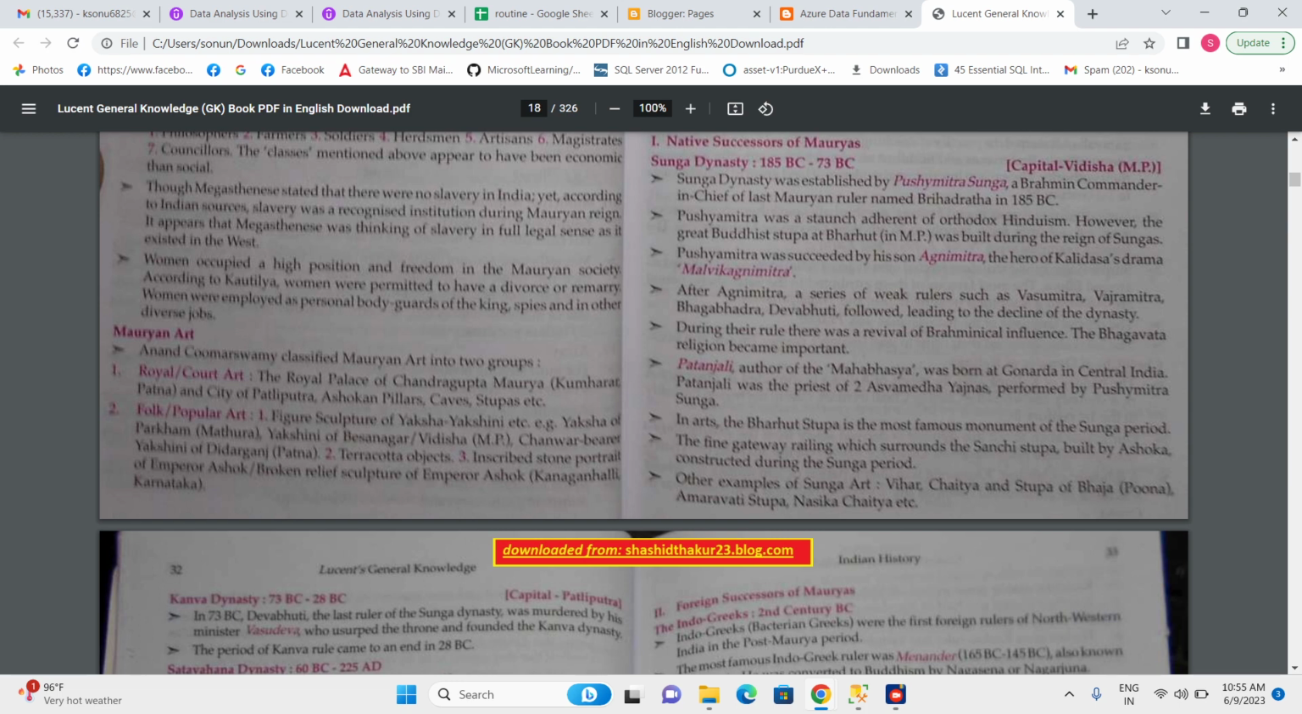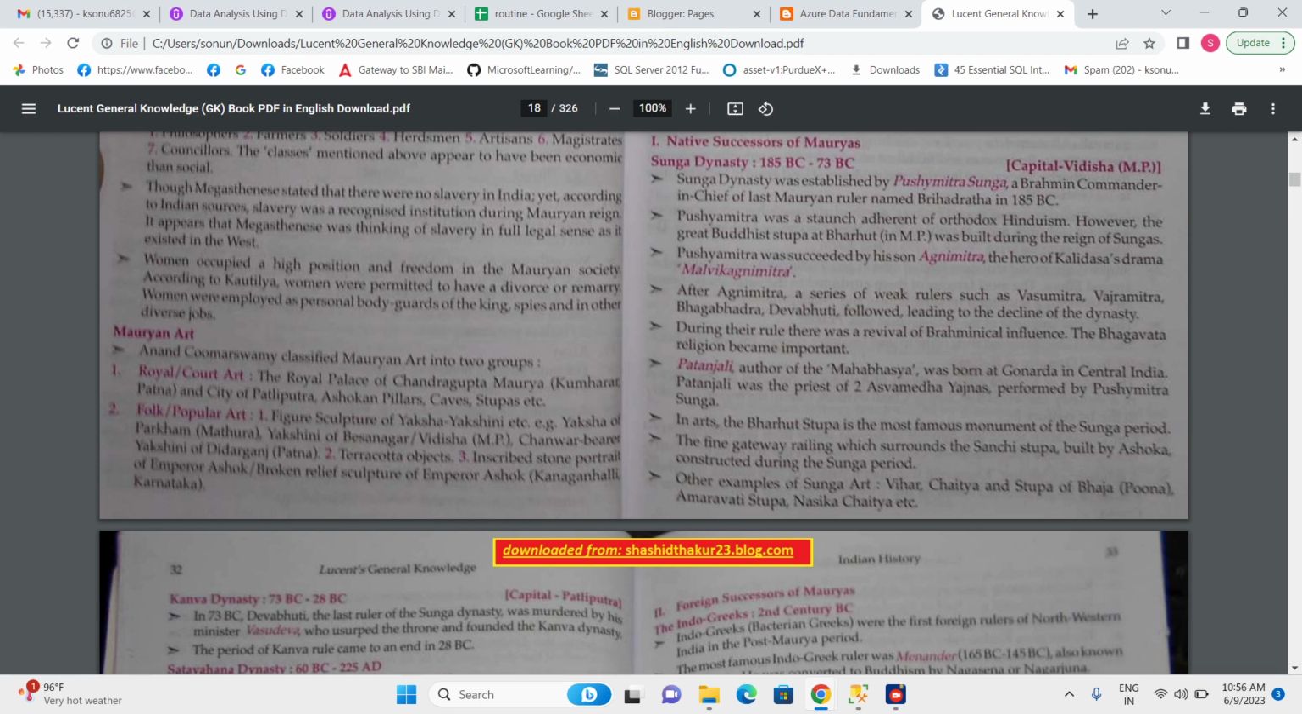So the question is, how did the Sunga dynasty come into picture? The founder of the Sunga dynasty was Pushyamitra Sunga, and he killed Brihadratha, and then he became the king of the Maurya empire and founded the Sunga dynasty. When he founded the Sunga dynasty, he made Vidisha, which is in MP, the capital, and all these incidents happened in 185 BC.